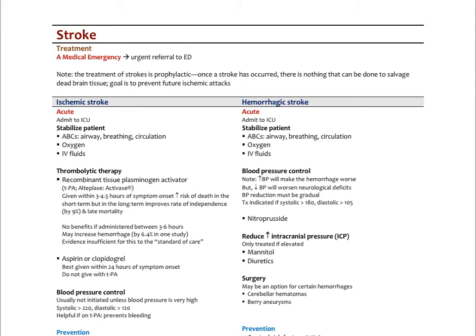So let's look at the difference between ischemic and hemorrhagic stroke here. Both of them, patients will usually be admitted to the ICU from the emergency department. That's the intensive care unit. The patient is stabilized, so the first thing that's done is the ABCs: airway, breathing, circulation. They're given oxygen, and then an IV line is set to give IV fluids and maybe IV medication if they need it. Same thing is true for hemorrhagic stroke.